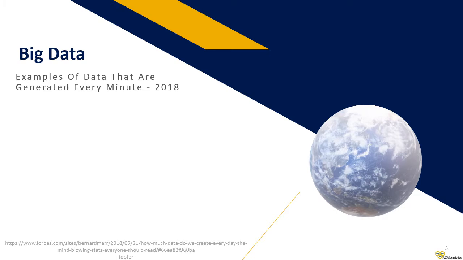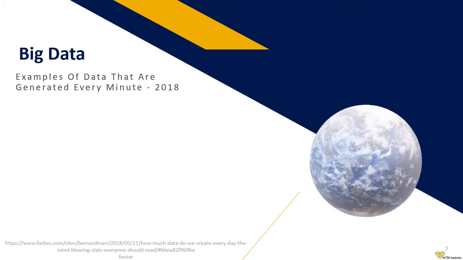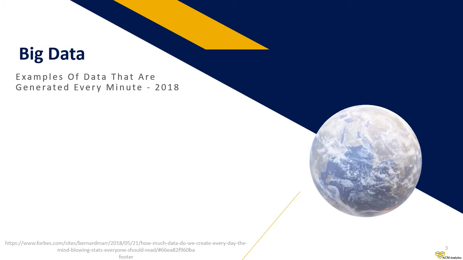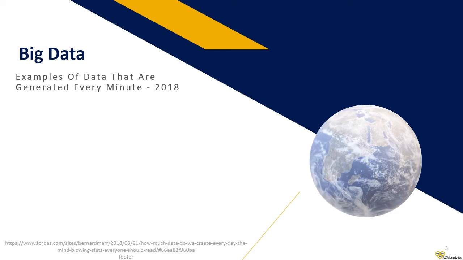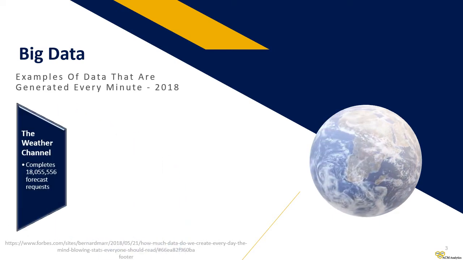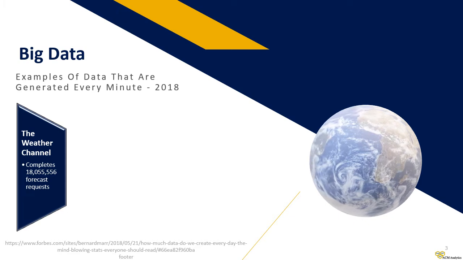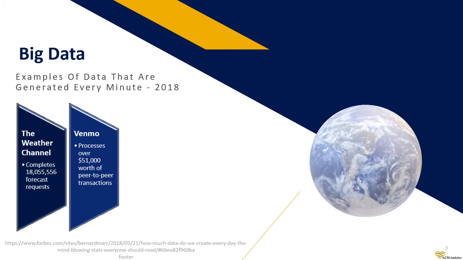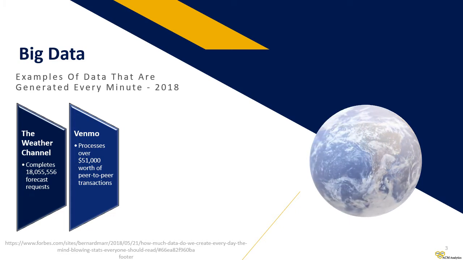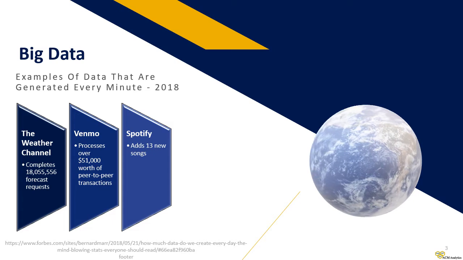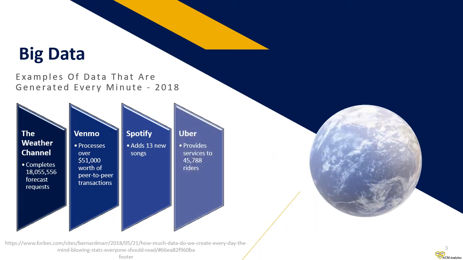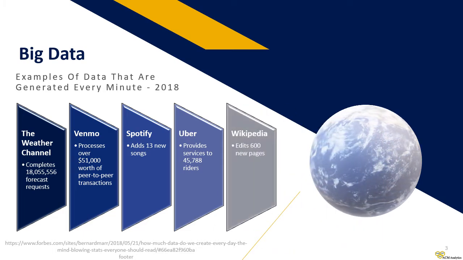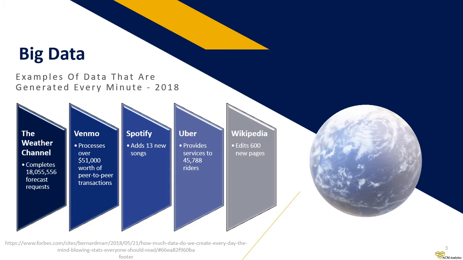Let's take a look at why we should use composite ranking. The need for a composite ranking type of methodology has increased with the exponential growth of data availability around the world. For example, every minute in 2018, the Weather Channel completes over 18 million forecast requests. Venmo processes over $51,000 worth of peer-to-peer transactions. Spotify adds 13 new songs. Uber provides services to over 45,000 riders, and 600 new Wikipedia pages are edited.